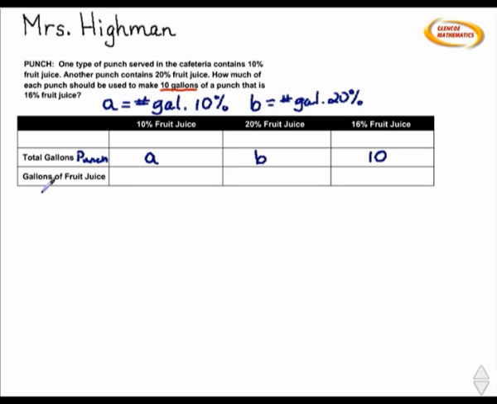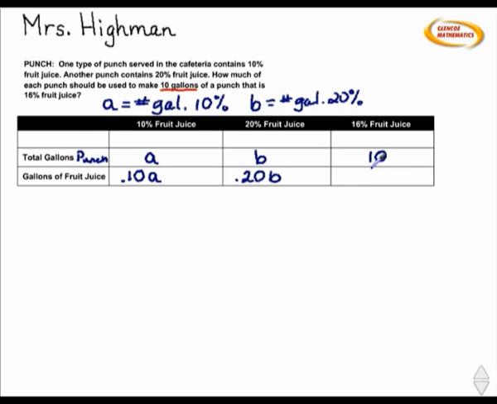Okay, now the second row is going to represent the number of gallons of juice that's actually in each type of punch. So in our first one we have 10% fruit juice. So that means that 10% of A gallons, or 0.10 for the 10%, times A would represent the number of gallons of fruit juice. And our second type, since we have 20%, that's going to give us 0.20 times B. That tells us how many gallons of fruit juice in that punch.